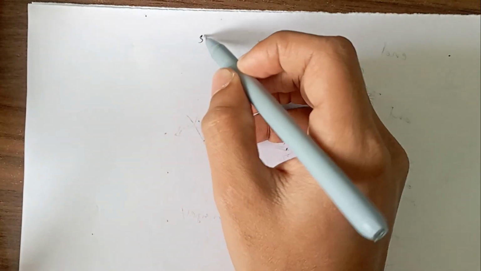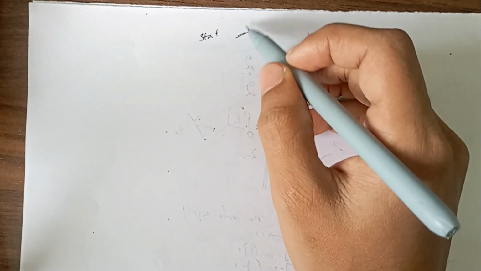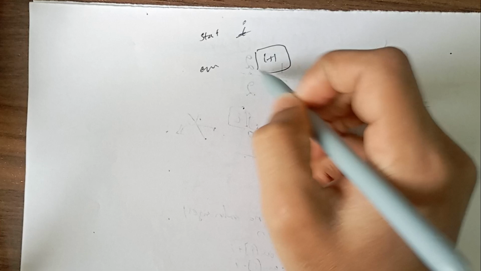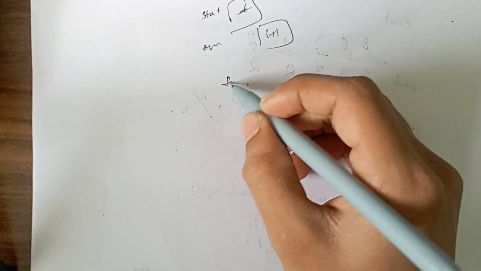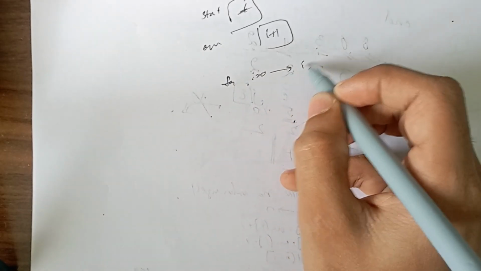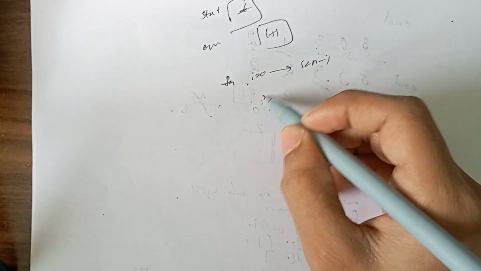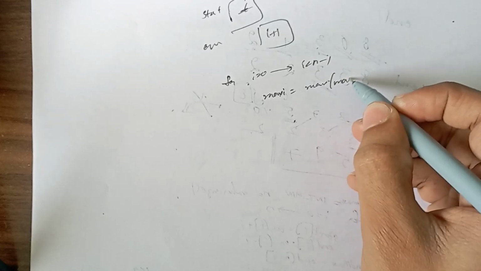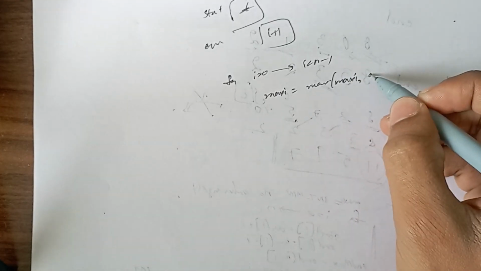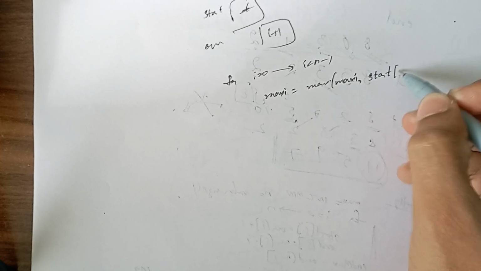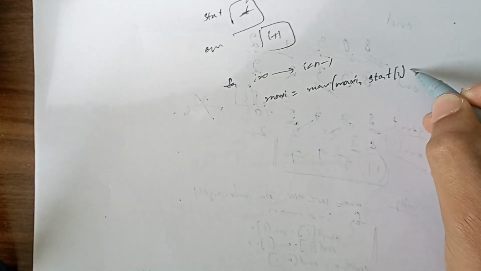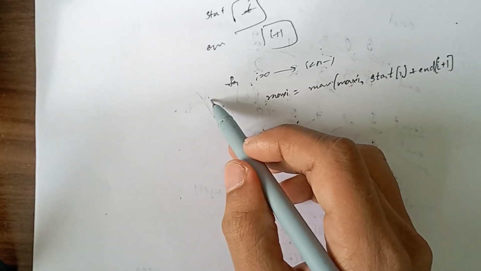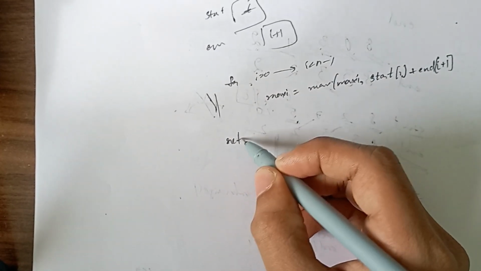After that, as I said, from start we'll be considering the i, and in the end, i plus 1. Run a loop from i equal to 0 to i less than n minus 1. Maxi will be the maximum of maxi, comma, start of i plus end of i plus 1. After this, we'll be returning our maxi.